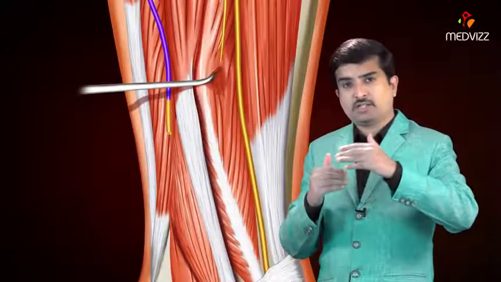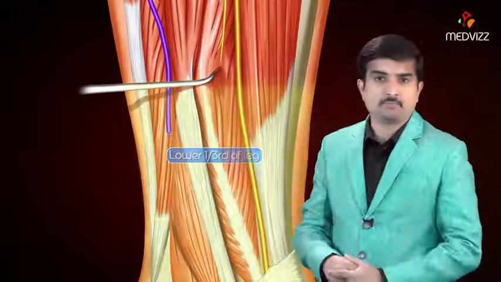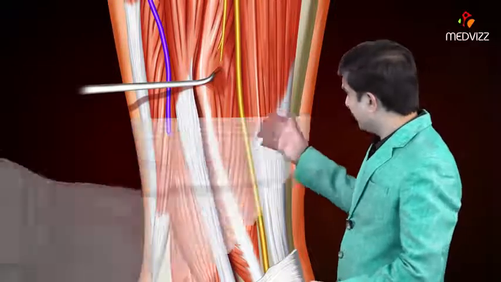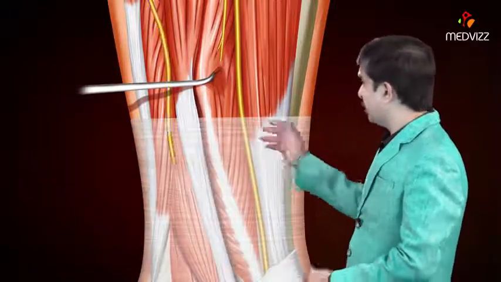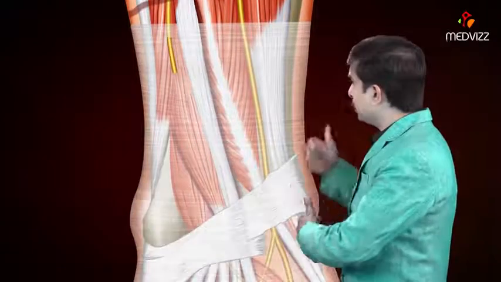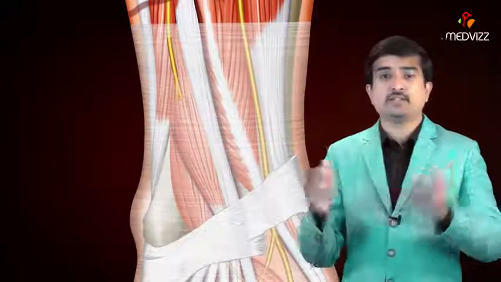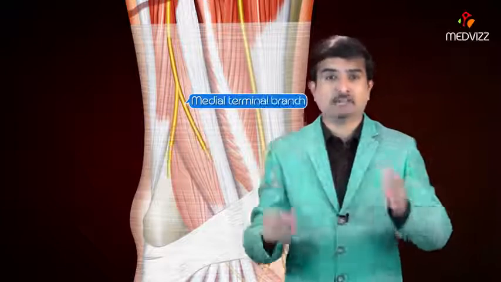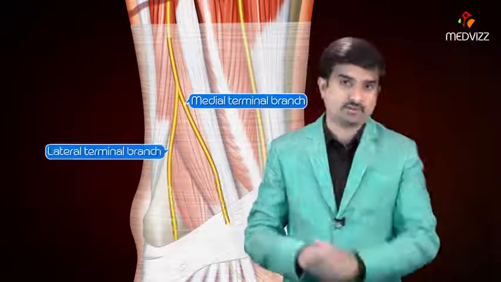By the time it reaches the lower one third of the leg, the superficial peroneal nerve pierces the deep fascia over here and becomes superficial and divides into the medial as well as lateral terminal branches.